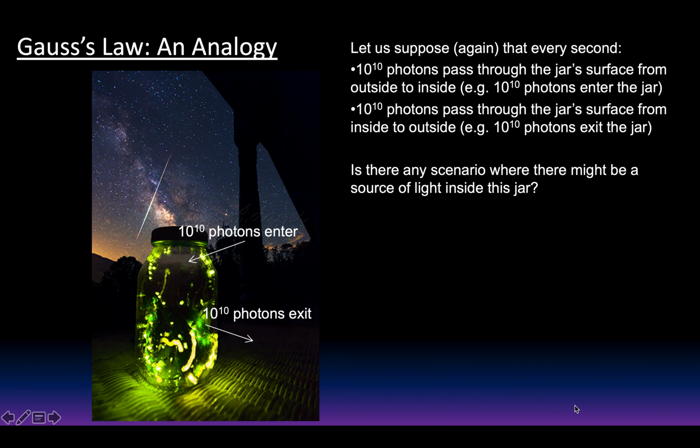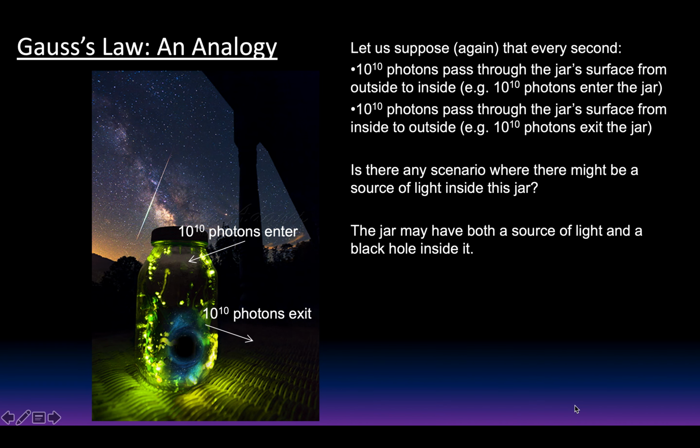In order to have the same amount of light entering the jar as we have exiting the jar, and have a source of light inside the jar, we would also need to have a black hole inside the jar as well. In this case, for every particle of light that the light source creates, we would need to have the black hole destroy a particle of light. Then we would be able to achieve this balance where the total amount of light entering the jar is equal to the total amount of light exiting the jar every second.